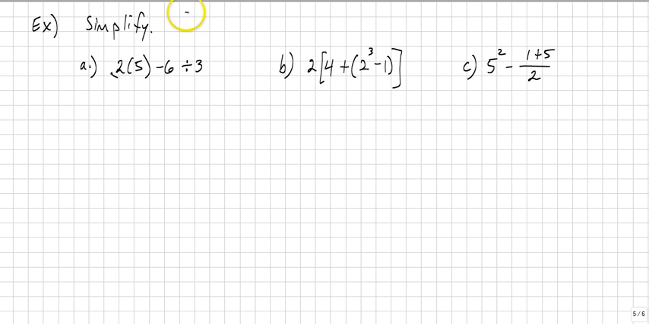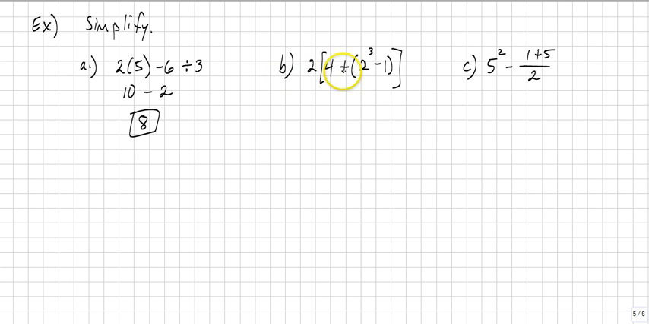So starting left and working right, we want to do our multiplication and division. So we'll have 10. 2 times 5 is 10. And then we have to do the 6 divided by 3 before we subtract. So the subtraction just carries down, and 6 divided by 3 is 2. And then lastly, we do the subtraction, which will give us 8. So addition and subtraction come last.